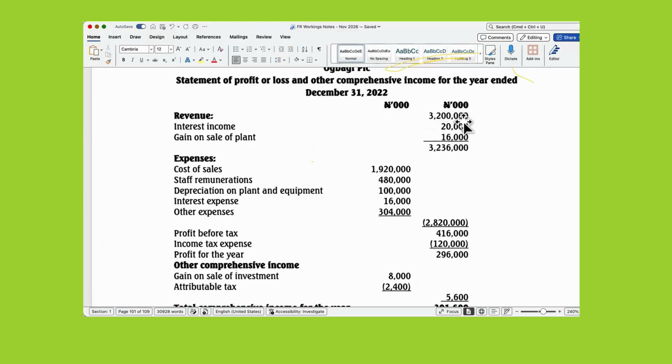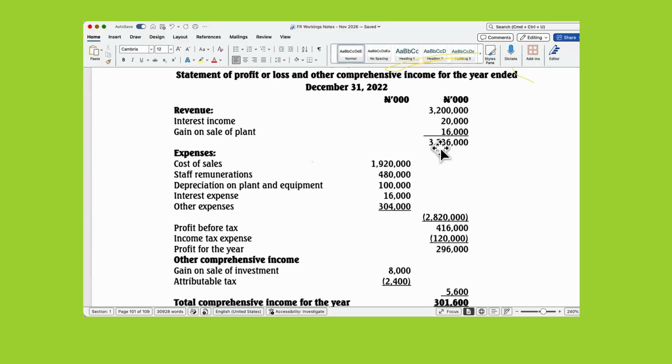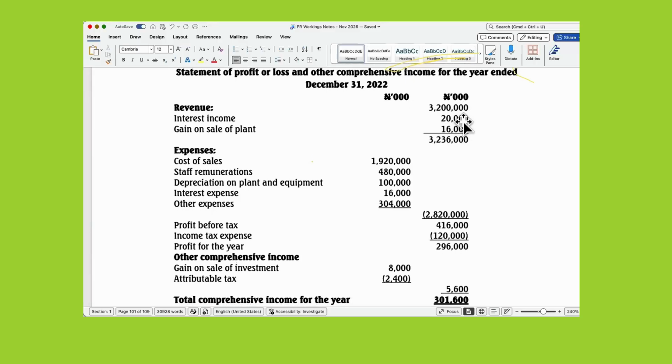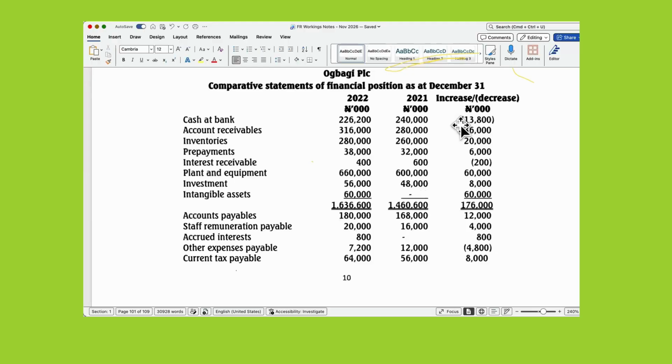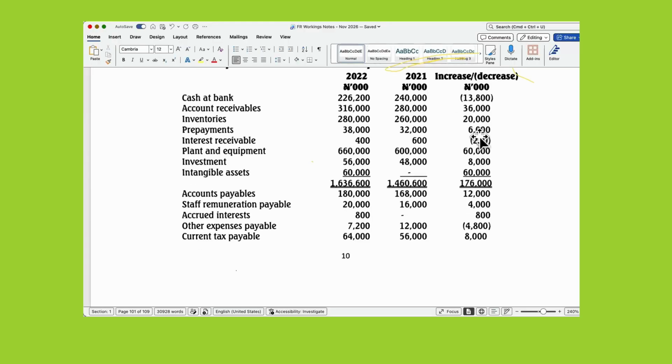We don't care which period it relates to. And that's why it's 20,000 plus that 200 that we received in respect of last year's interest. That's the interpretation. But to make your life easier, if interest receivable had increased, we'll have deducted.